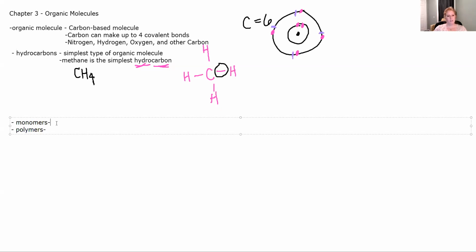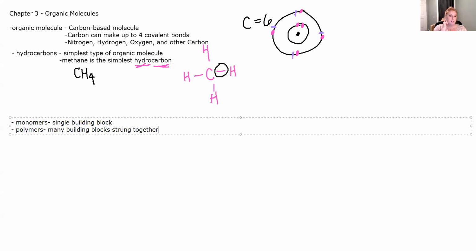Anyway, so monomers, we're going to look at this term. Mono means one. Poly means many. So we already know we're talking about one of something and then many of something. So what is this one of something? A monomer is a single building block. And polymers are many building blocks that are strung together.